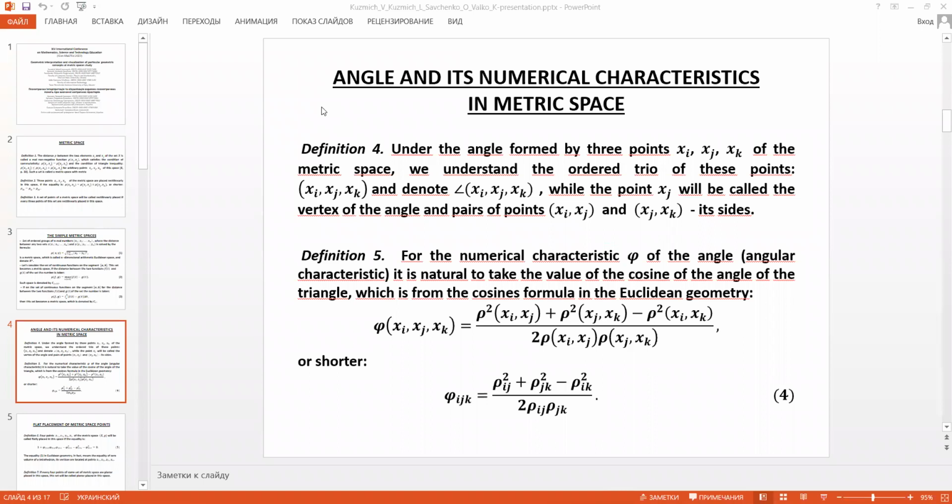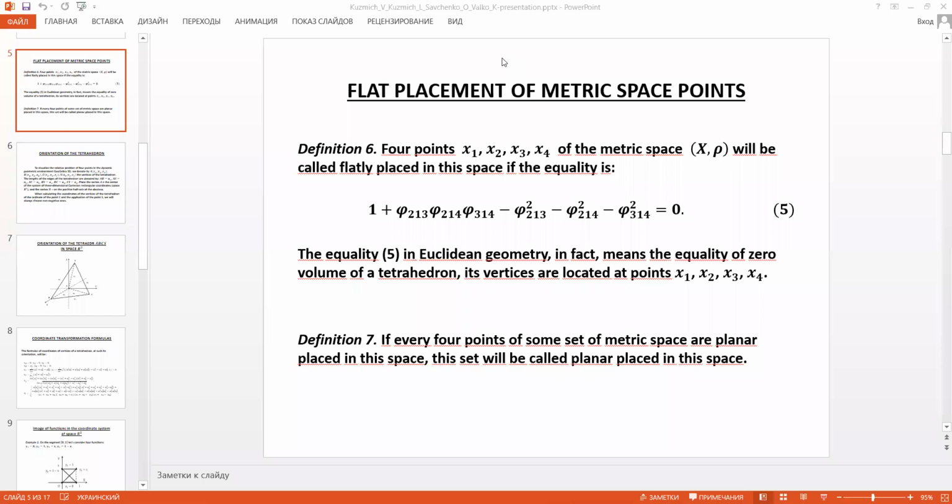The authors also use the concept of angle in metric spaces, definition 4, and its numerical characteristics, definition 5. With the help of these concepts, it is possible to establish the notion of a flat arrangement of points in a metric space, definition 6, and a flat arrangement of a set of points in a metric space, definition 7.